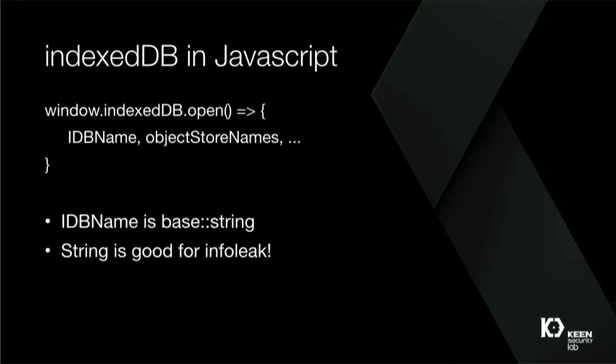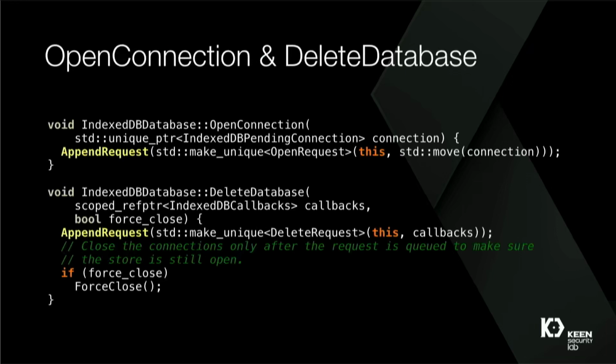We also noticed that if we successfully open a database, it will return some information such as the IDB name and object store names. And they are both objects of base string structure. And we all know that string is very good for info leak. So until now, everything looks fine. Let's take a look at the code.